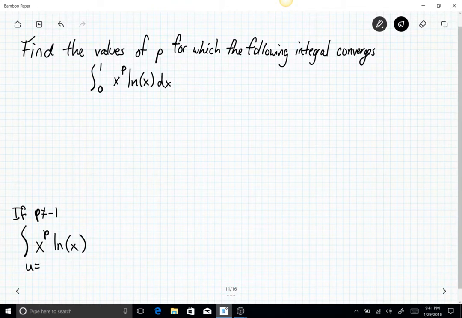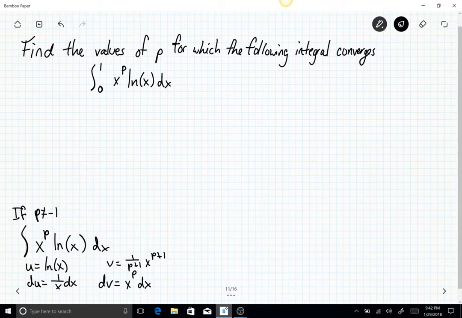We're going to have to use integration by parts. And we don't know the antiderivative of natural log off the top of our head, so we'll call that our u. That means our dv has to be x to the p dx, meaning v equals 1 over p plus 1, x to the p plus 1, and then the du equals 1 over x dx.